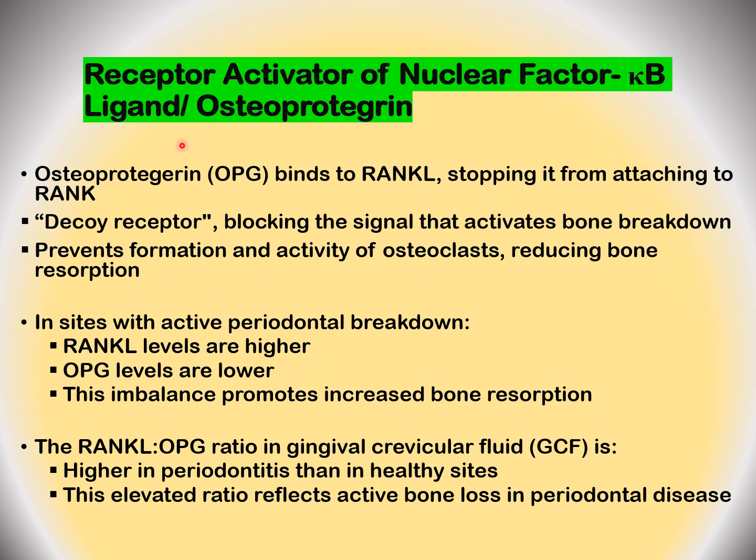So let's understand the role of receptor activator of nuclear factor kappa B ligand, RANKL, and osteoprotegerin, OPG, in the periodontal disease pathogenesis. OPG acts as a decoy receptor by binding to RANKL and preventing it from activating the osteoclast and reducing the bone resorption. In active periodontal breakdown, RANKL levels are increased while OPG levels are decreased, creating an imbalance that promotes bone loss. Consequently, the RANKL to OPG ratio in the GCF is higher in periodontitis than the healthy ones, indicating the ongoing bone destruction.